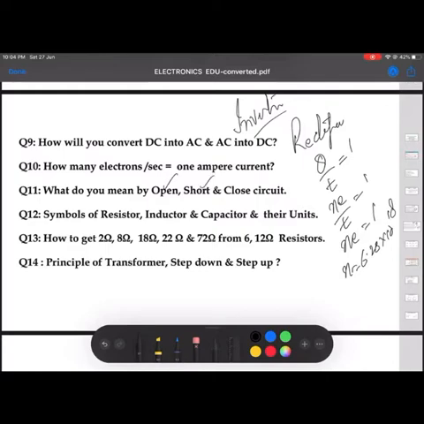Open, short and close I already discussed in detail before. Still, if there is a point A and B and there is a gap between them, it's open. If there is a point C and D and there is a resistance between them, that is a closed circuit. And if there is a point again A and B, and it is simply joined by a wire, resistance is 0. Here resistance is not 0. Absence of resistance offers infinite resistance.